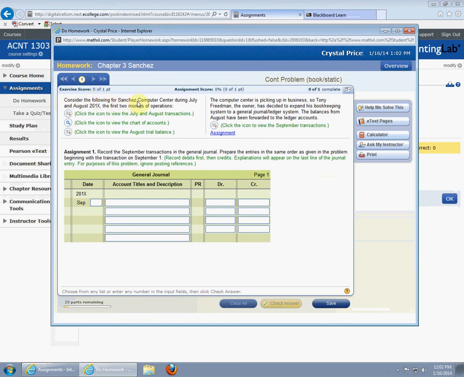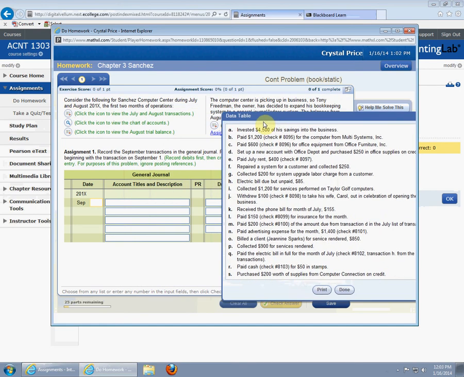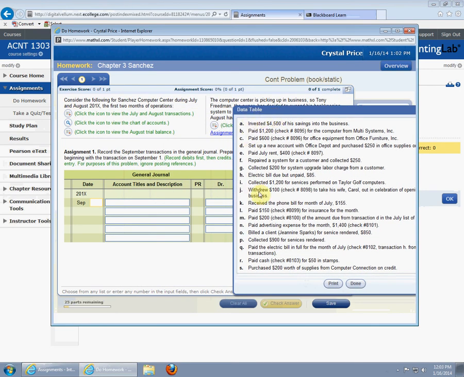It says, consider the following Sanchez Computer Center during July and August, the first 2 months of operation. And so it says, here's the icon to view. These are the transactions that we just did. These were done in chapter 1. We just did these in chapter 2. But now, remember I was telling you we were using the T accounts to help you learn the debits and the credits, okay, and the categories. Now we're going to actually do it as you would in a business. The first place that you enter a transaction is in the general journal, usually called the original book of entry. Okay, so we're going to redo these same transactions, but we're going to do it in general journal form.